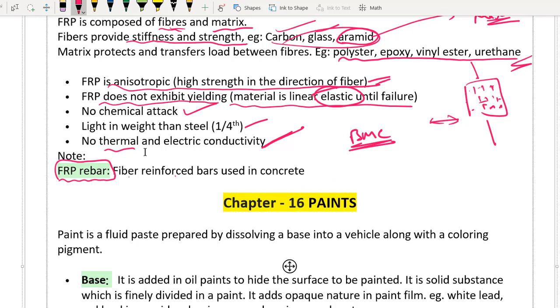So this was about FRP. It is actually a relatively new concept. Construction is as it is, but fiber reinforced polymer rebar, these are new concepts. Let us see where it takes us in future.